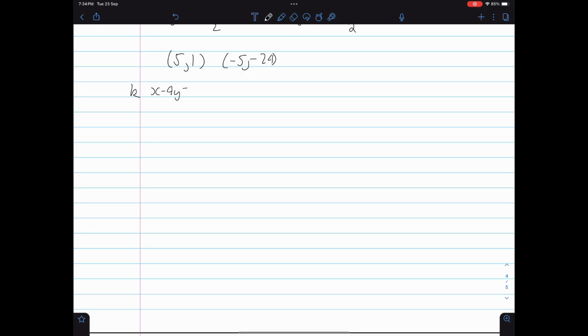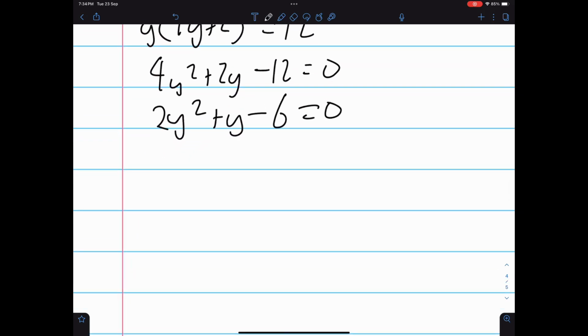Okay, x minus 4y equals 2, xy equals 12. Okay, x equals 4y plus 2, so xy will equal 4y plus 2, and then we'll multiply that by y. That's 4y squared plus 2y minus 12 equals 0. 2y squared plus y minus 6 equals 0. And let's see if we can factorise this. AC equals minus 12.